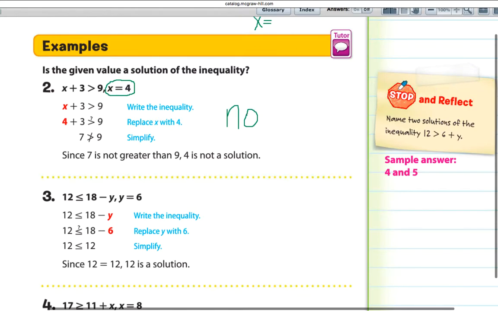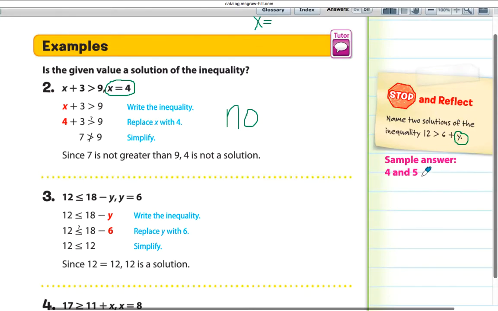Let's take a moment and do the stop and reflect on the right over here. I think it's important that we notice y or x or whatever the variable is can be multiple things. In this situation, we need 6 plus something to be less than 12. Or I can say we need 12 to be greater than whatever's here.